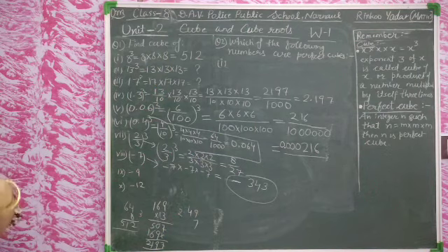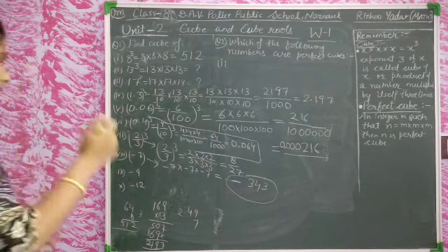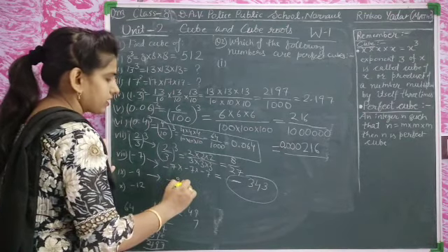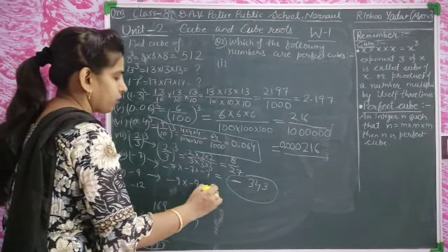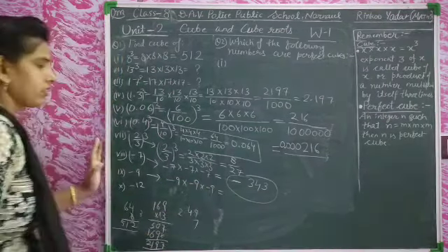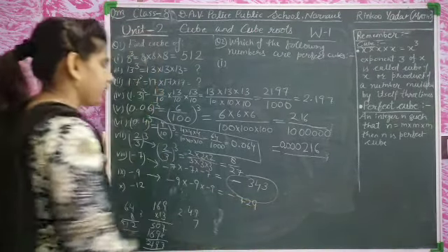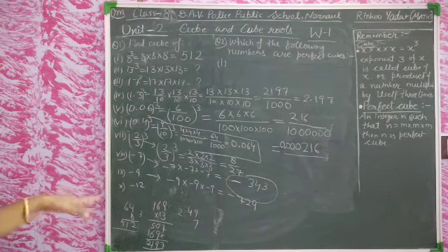Now we are seeing the next example, minus 9. Same process, we are multiplying it: minus 9 into minus 9 into minus 9. That is minus 729. It will get there.